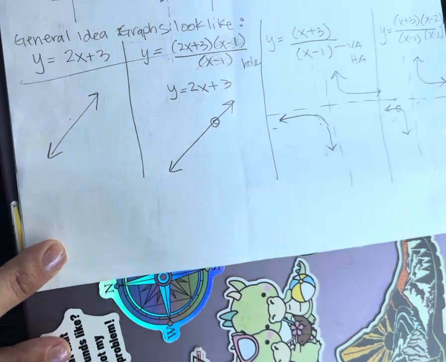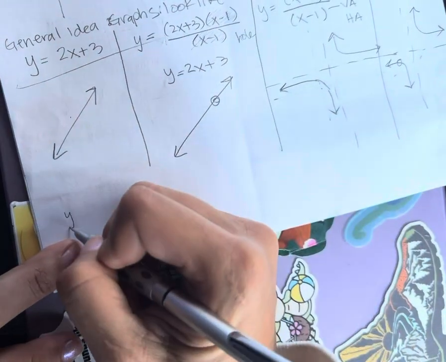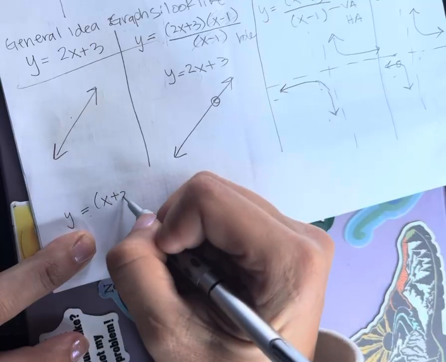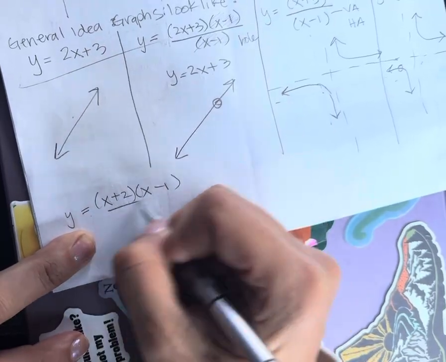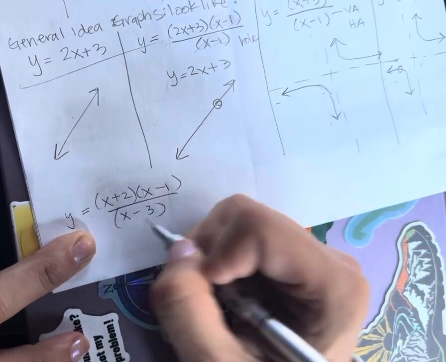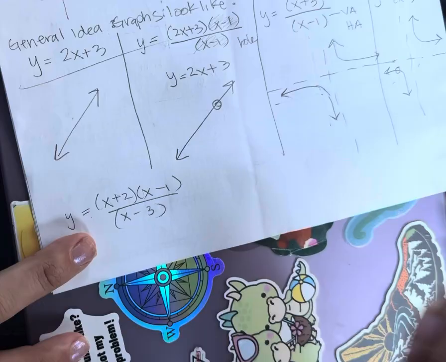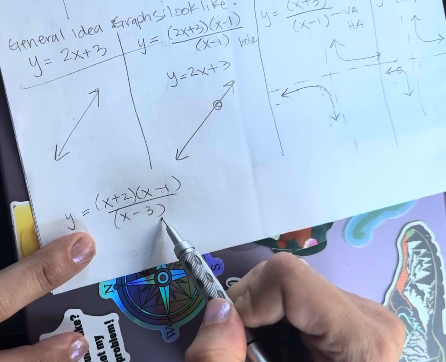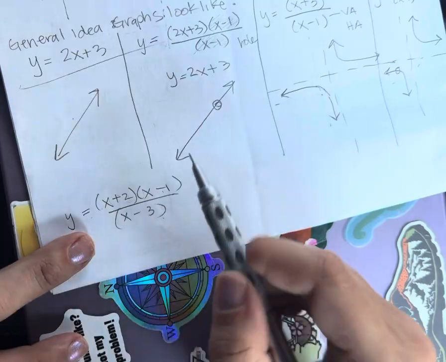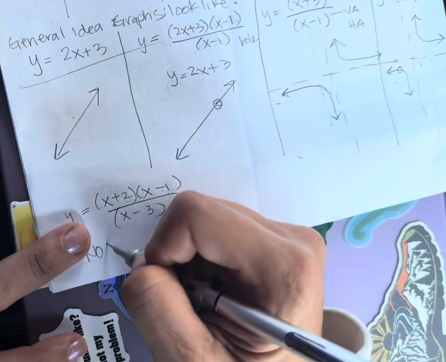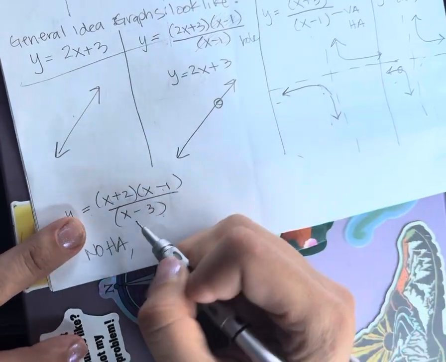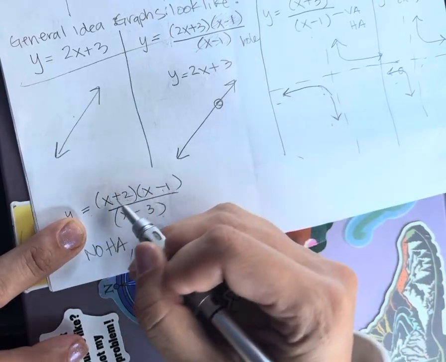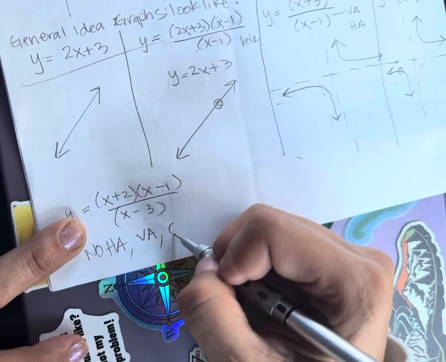And, did I kind of go over? Oh, I didn't go over one with an oblique. What if we had y equals x plus 2, x minus 1 over x minus 3? Nothing cancels, no holes. But the degree of the top is 2, and the degree of the bottom is 1. So I have no horizontal asymptote. I do have a vertical asymptote. And because the top is 1 bigger than the bottom, I do have an oblique.